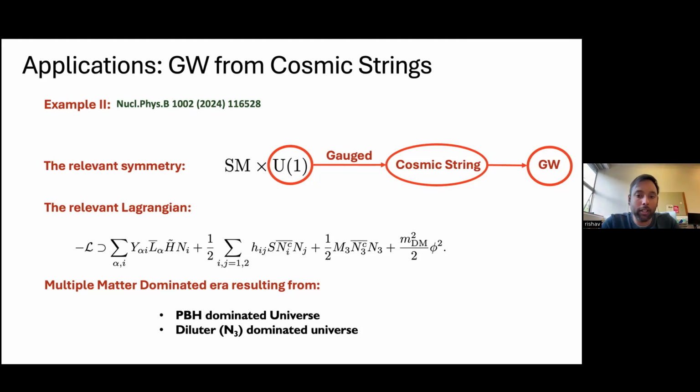I won't be going into the detail of PBH, at least in these slides. I'll be discussing the PBH part separately in the upcoming slides. So here the idea was simple.